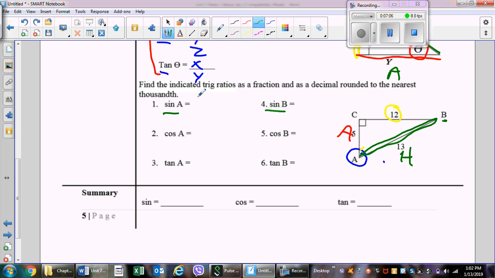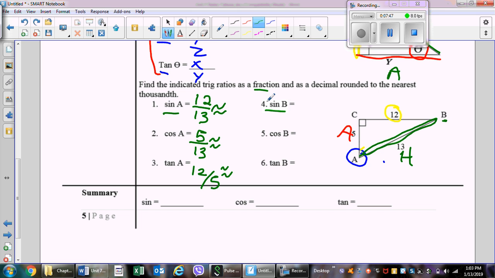So the ratio for sine A is going to be 12 over 13. Cos is adjacent over hypotenuse. Tangent is opposite over adjacent. So find the indicated trig ratio as a fraction, that's what we did, and as a decimal, rounded to the nearest decimal place. I don't have a calculator on me, so I'm not going to do this part, but you can do it, it's not a problem.